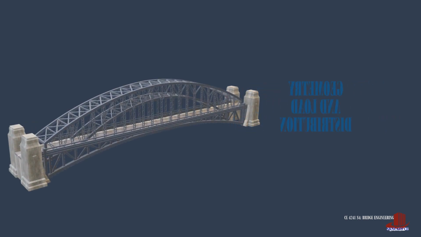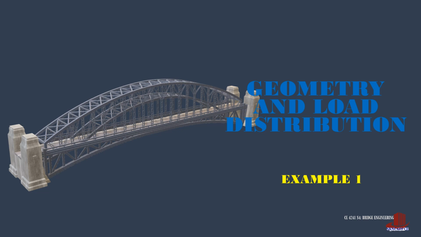The design of a bridge starts with identifying its geometry suitable to the given situation. Check how to draw the geometry and identify the shear and moment for the design here in bridge engineering.